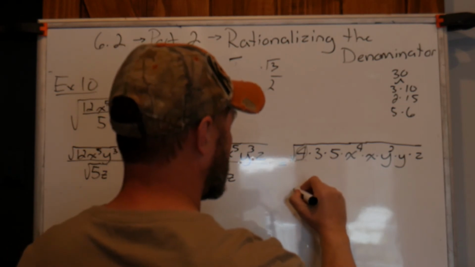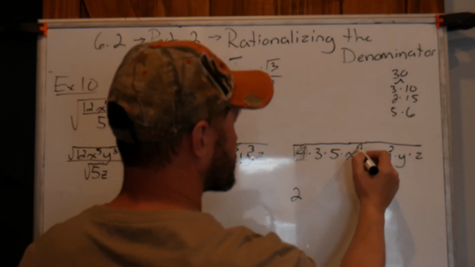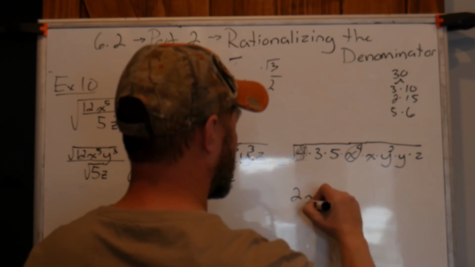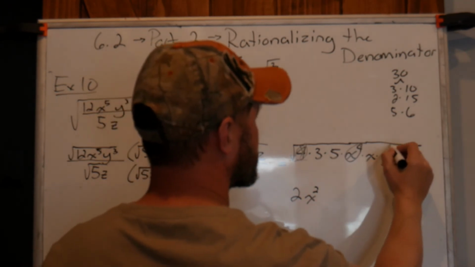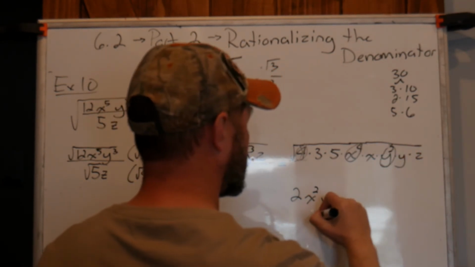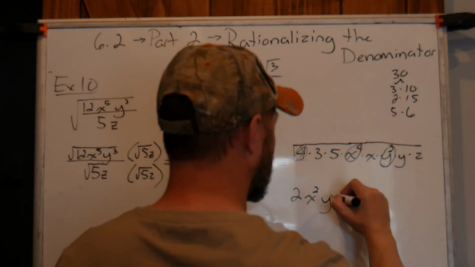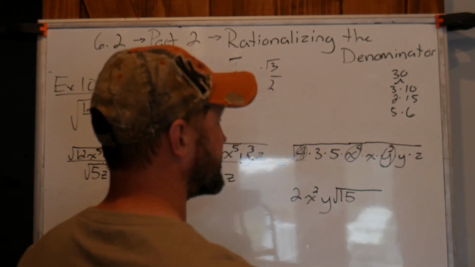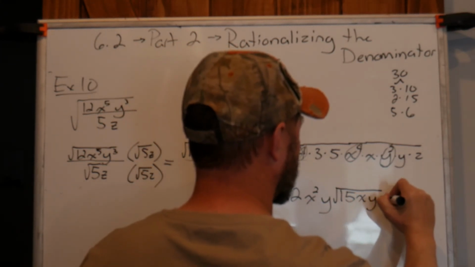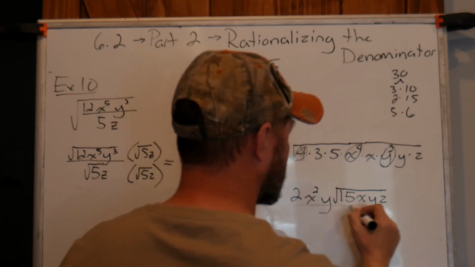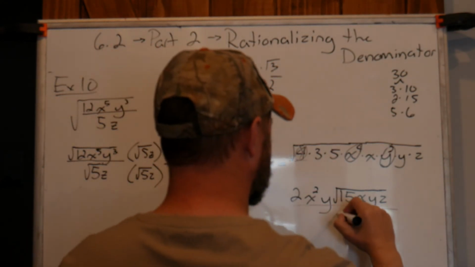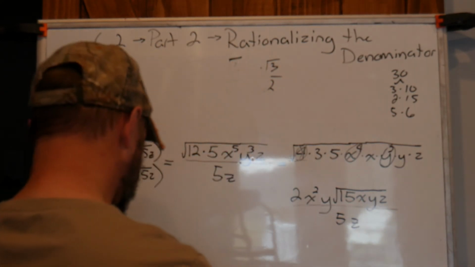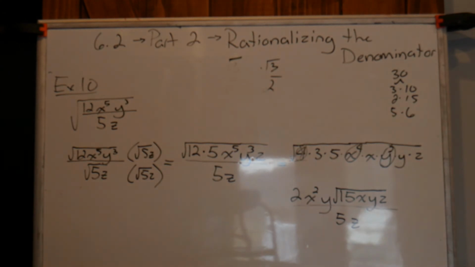So I'm going to work with the numerator now. Square root of 4 is 2. Square root of x to the 4th is x squared. Square root of y squared is y. And I am left with square root of 15xyz. That z is under the square root symbol. That's all over 5z.